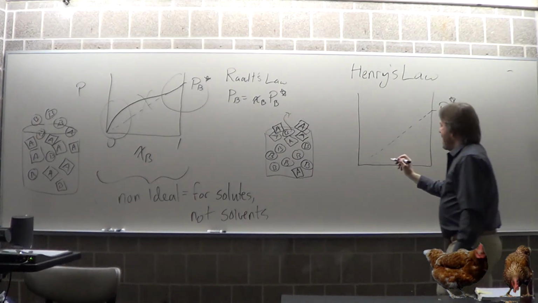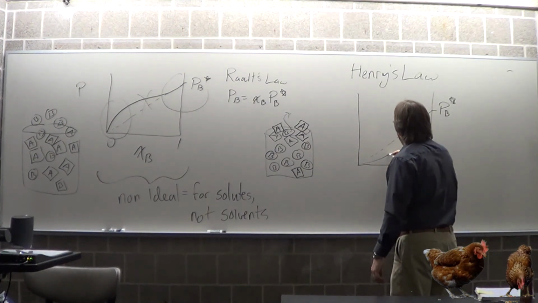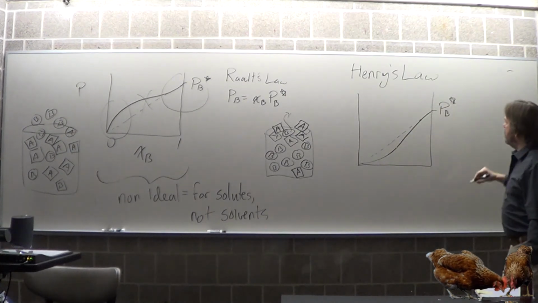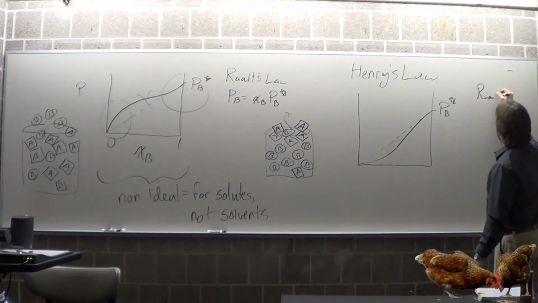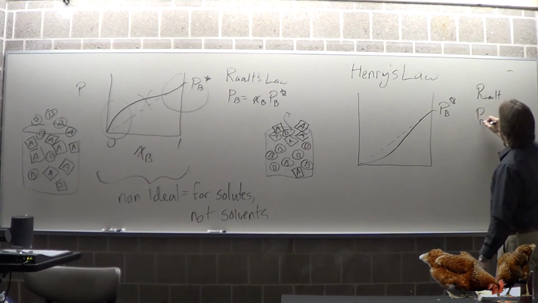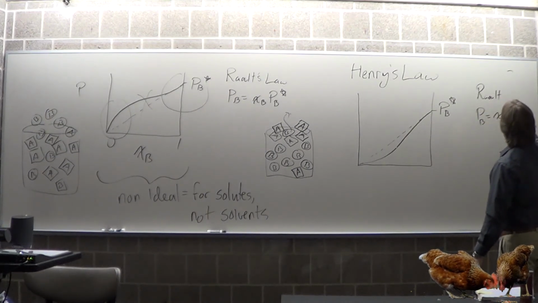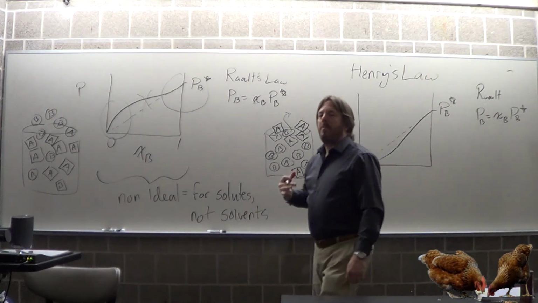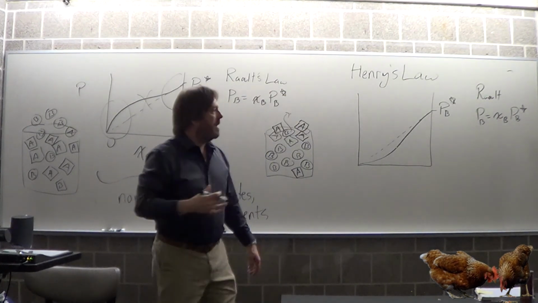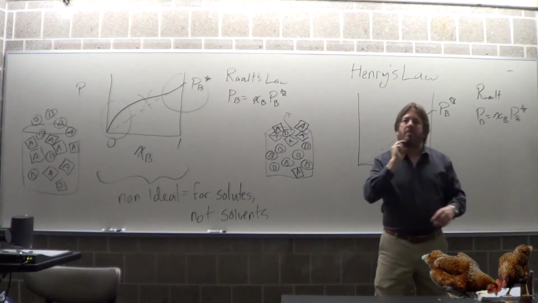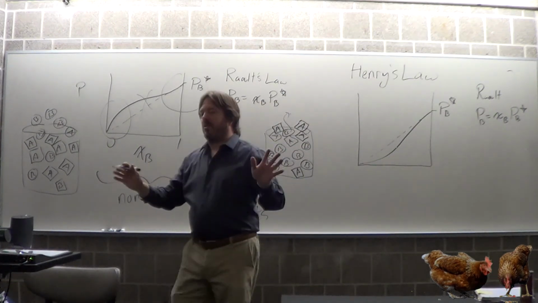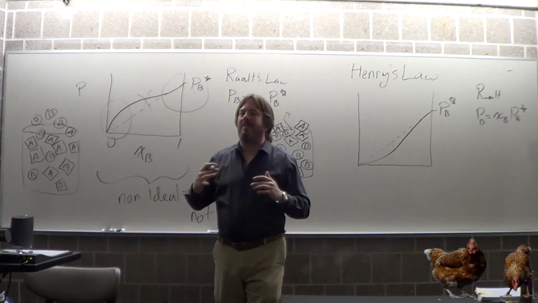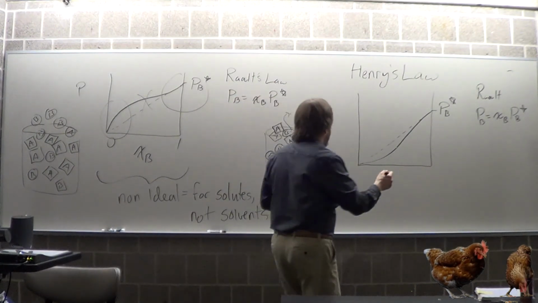Henry's Law is when you get this non-ideality. Let me remind you what Raoult says: you basically have a linear function up to the pure partial pressure. So if the mole fraction is 1, then the partial pressure is the pure partial pressure. And that will always be true. But that's for a solvent. If you're at a mole fraction of 1, that's a solvent because it's pure.